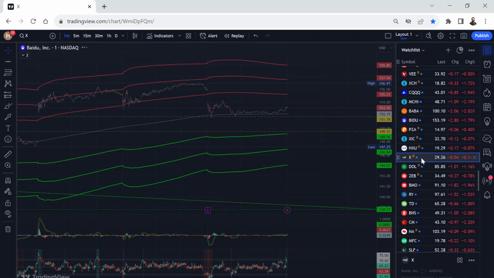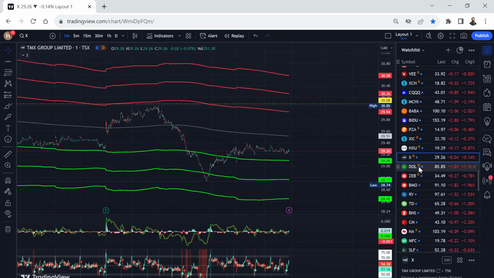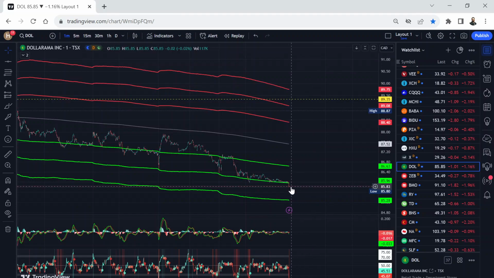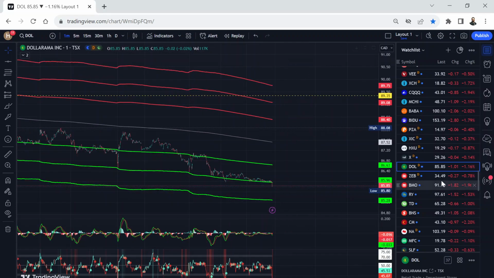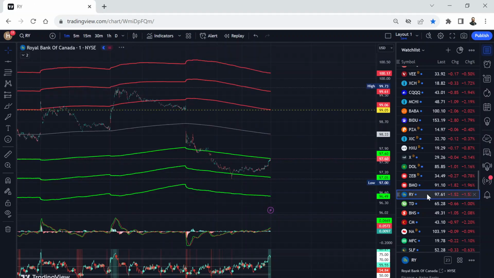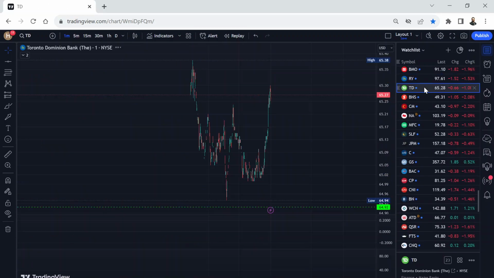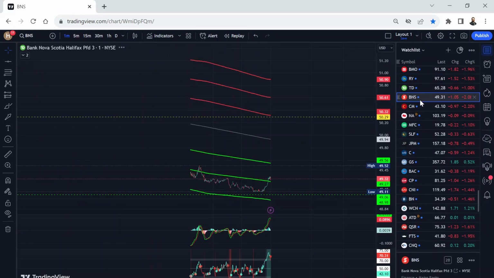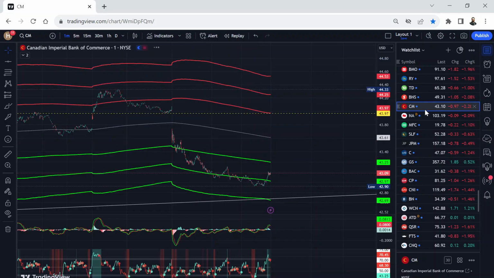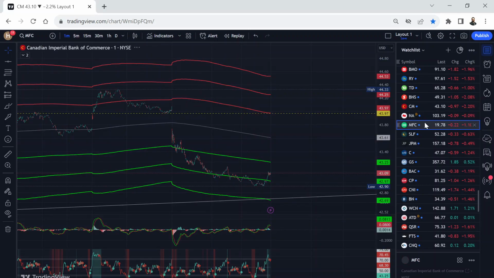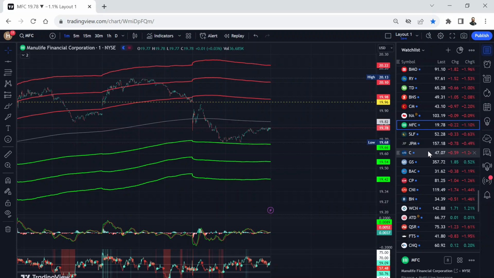Let's look at some of the Canadian stocks. X is close to the buy zone. Dollarama in the buy zone. The last minute candle at the end was pretty bearish. All the banks look like they're in the buy zone. Royal Bank is in the buy zone. TD not in the buy zone. BNS in the buy zone. CM in the buy zone. MFC nothing to do here.